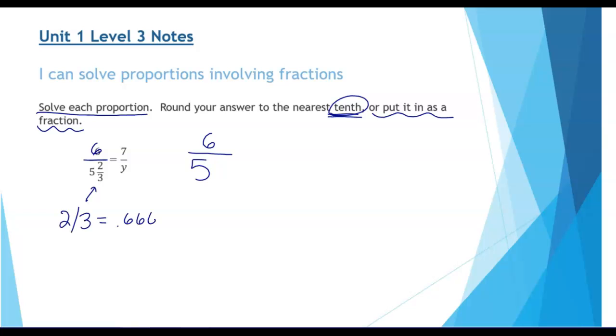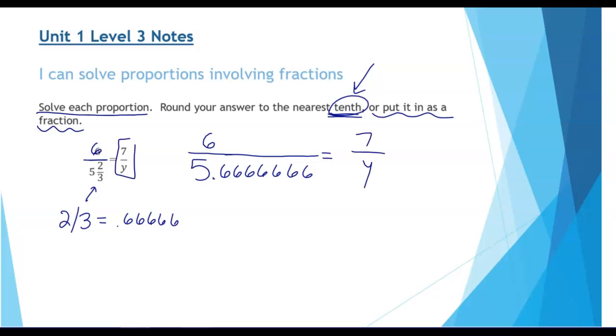That's 0.66666. It repeats forever and ever. So I'm going to write 5.66666. I'm going to do it quite a few times just so I'm accurate. I don't round to the nearest tenth until the very end. Now, 7 over y, that stays the same. All right, let's cross multiply.